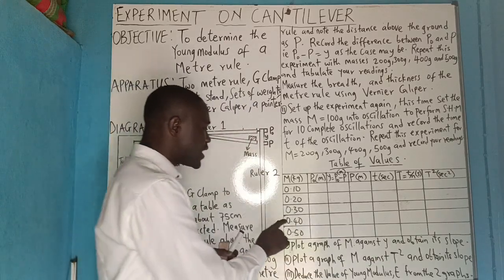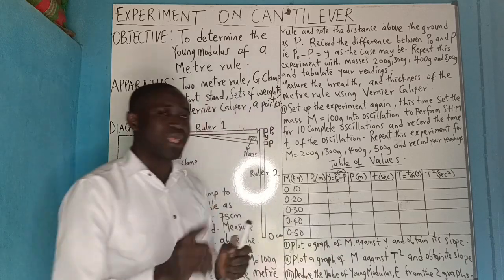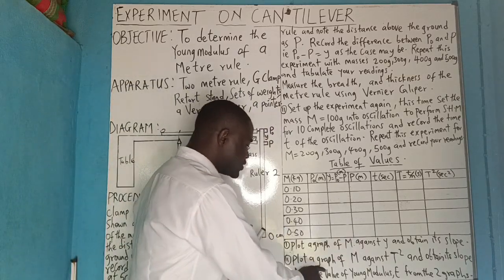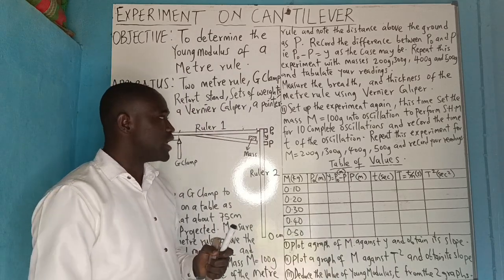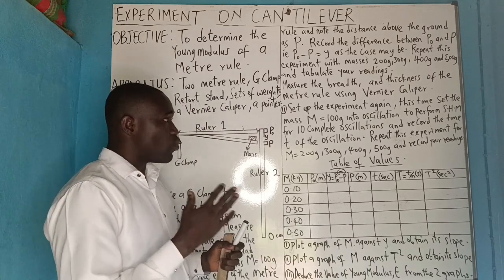So after we do this experiment, we plot a graph of M against Y and obtain its slope. Plot a graph of M against T square and obtain its slope. Deduce the value of Young modulus of the material from the two graphs. Yes, so that is what we are told.